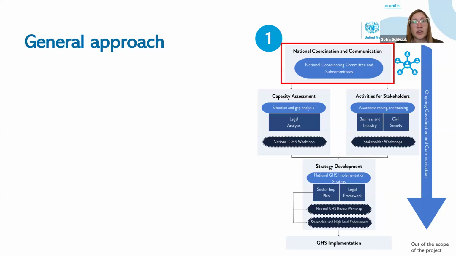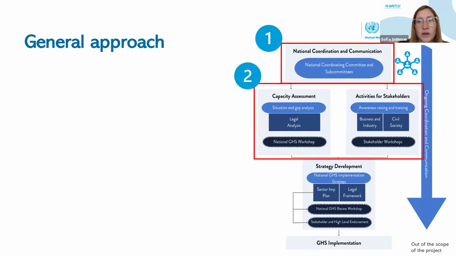Once we have a platform or this space of cooperation, then we will need to start analyzing the situation at the local level. We call this situation and gap analysis. That includes, of course, a legal analysis and the general context, identifying different institutions, and all of that I will explain with further details later on.